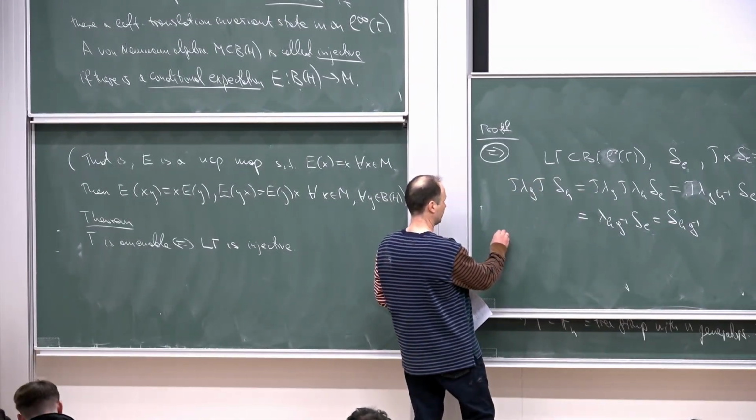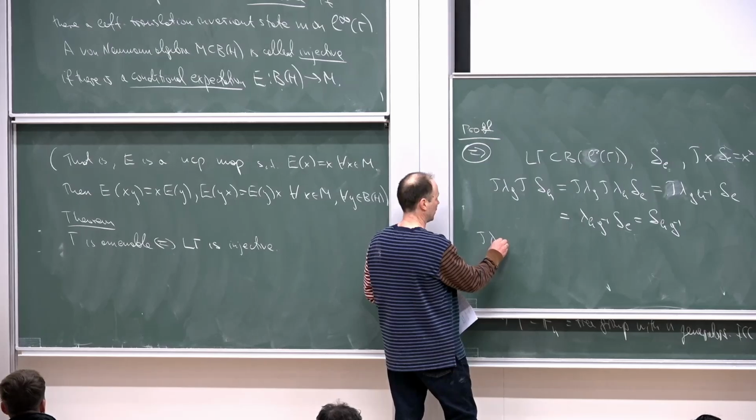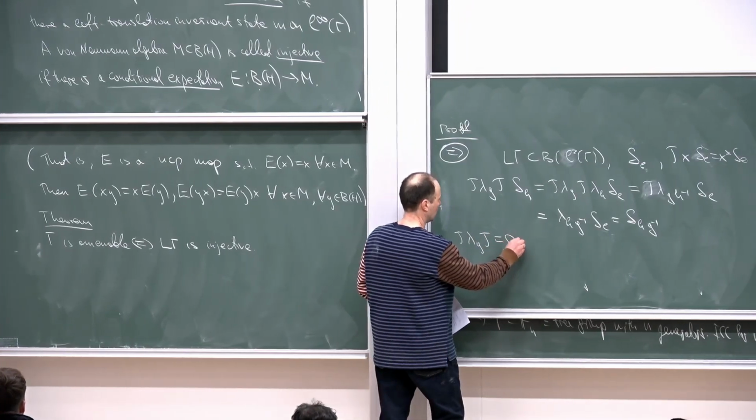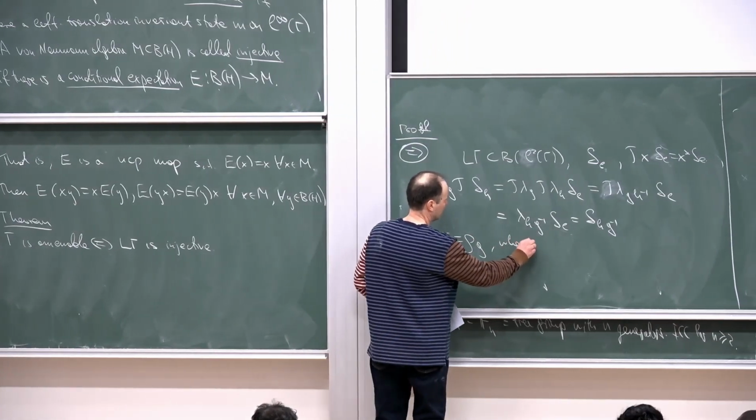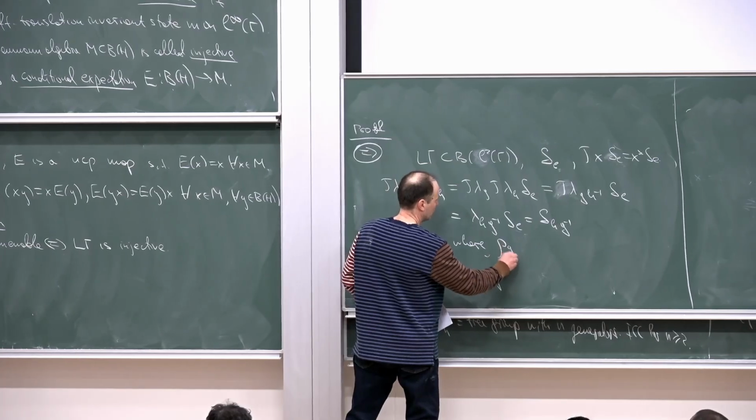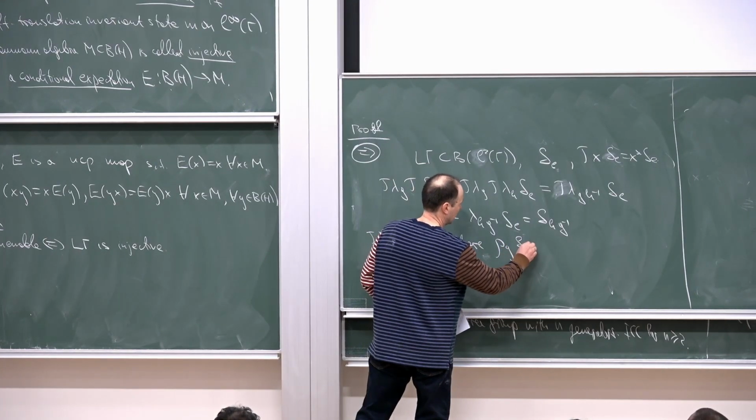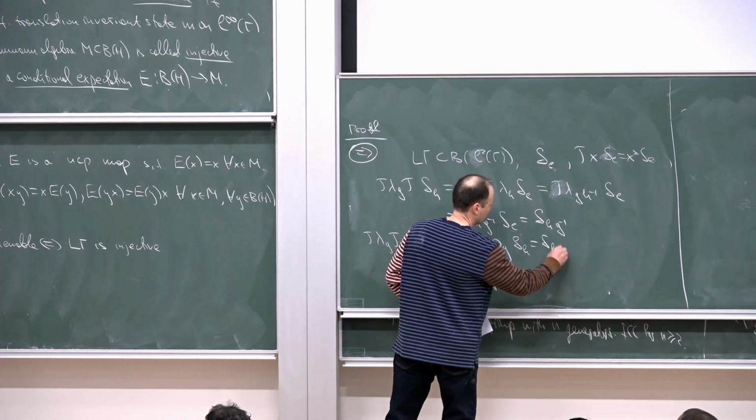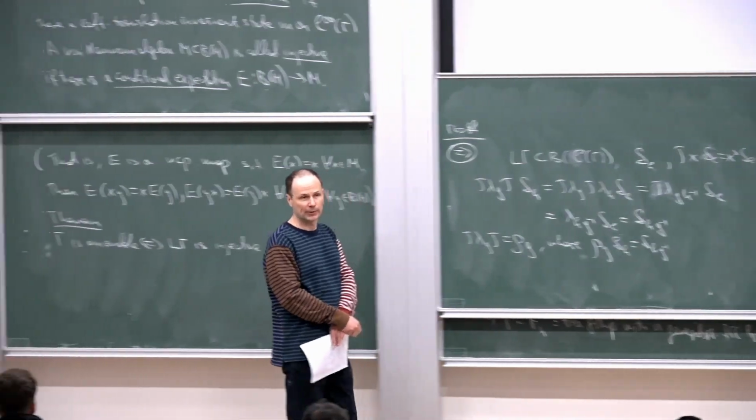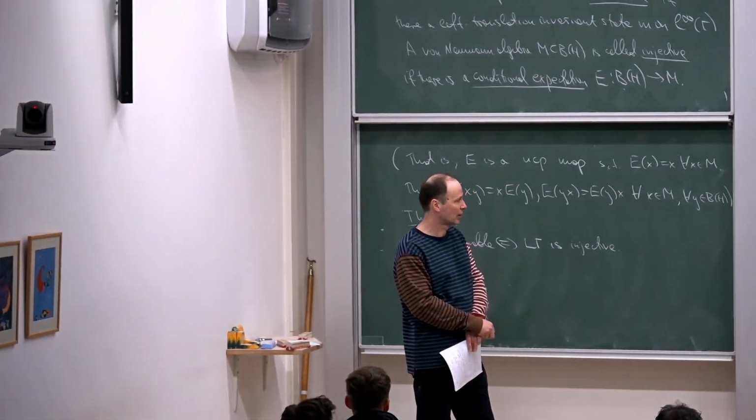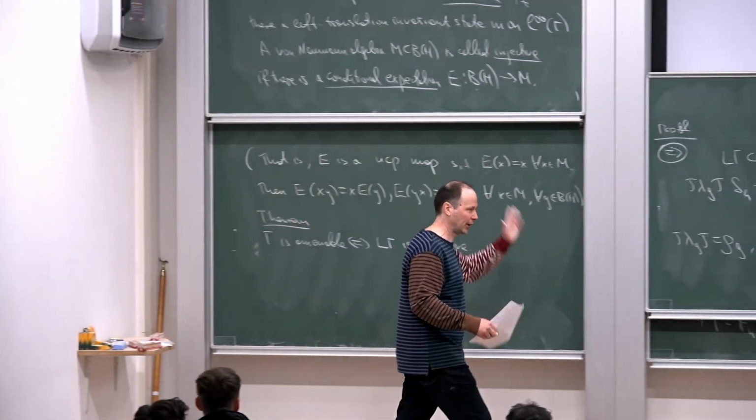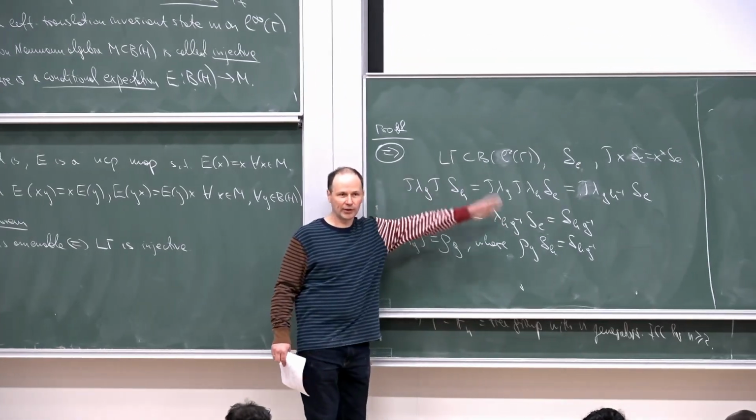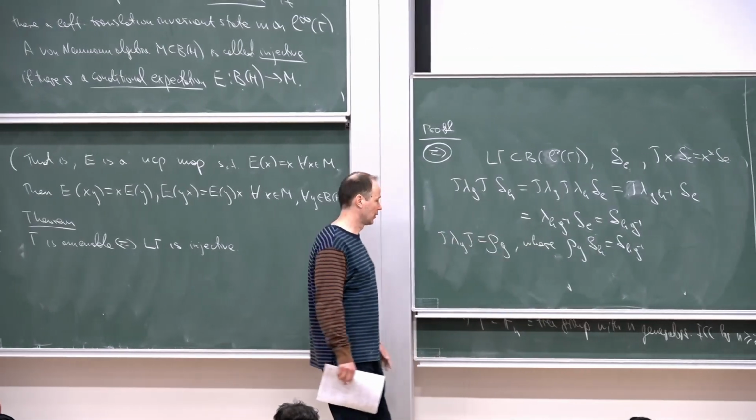So therefore, J lambda g J is rho g, where rho g of delta h is delta h g inverse. Right? So therefore, the commutant of the left regular representation is exactly the operators given by the right regular representation.